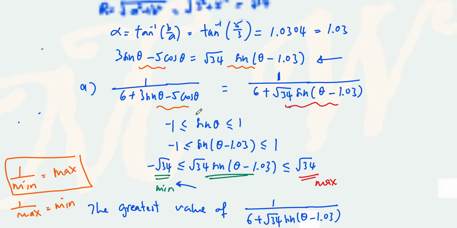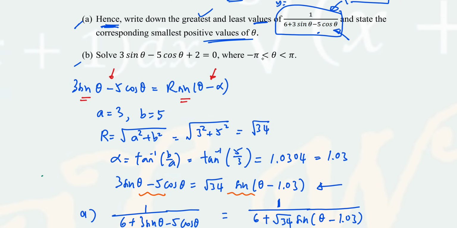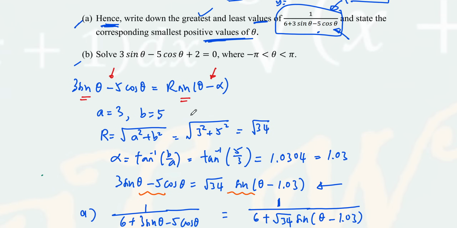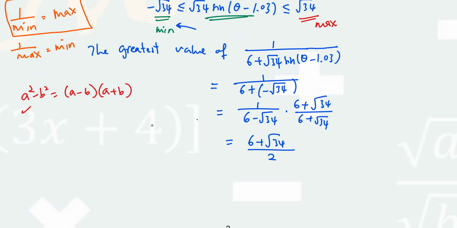And now we need to write down the smallest positive theta as well. This happens when sine theta minus 1.03 equals minus 1. Based on here, this is minus 1. That's why you get the minus over here. Now, you are not given the interval, so you have to solve this based on the sine graph.